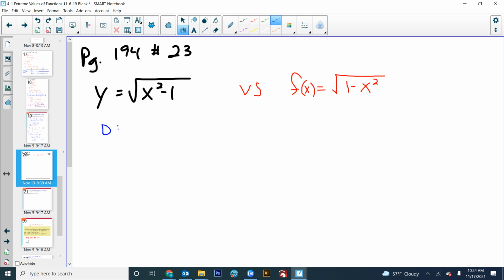Well, this square root, yesterday's square root to start class was in the denominator. This one's in the numerator. X squared minus 1 has to be greater than or equal to 0 or just greater than 0? The inside of a square root needs to be... the inside could be 0. The square root of 0 is 0, right?